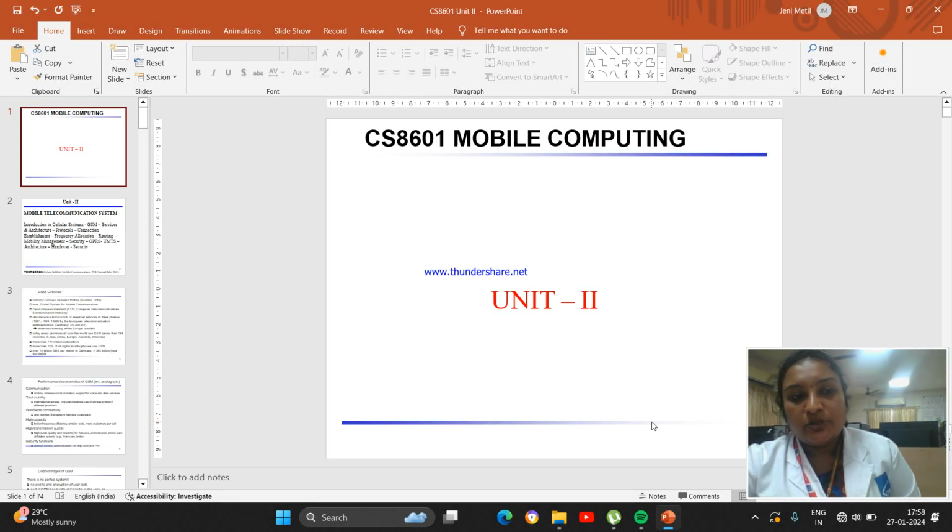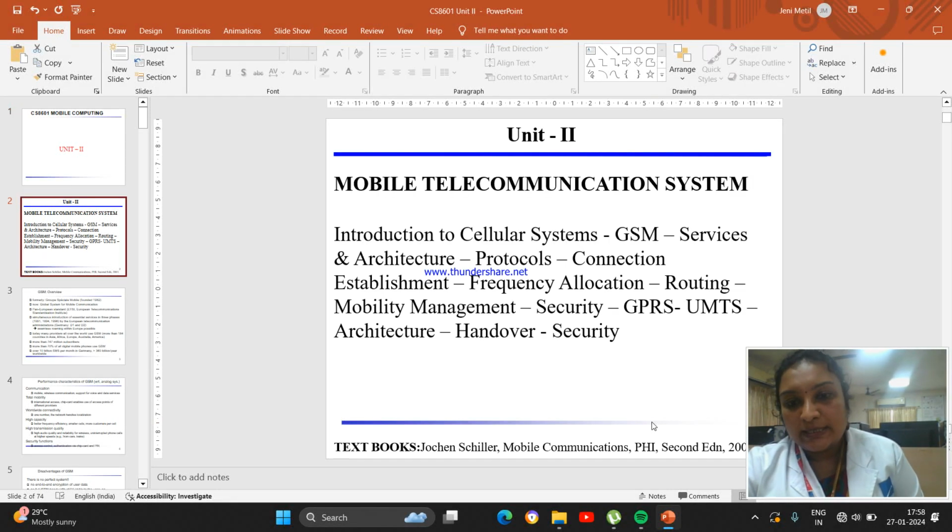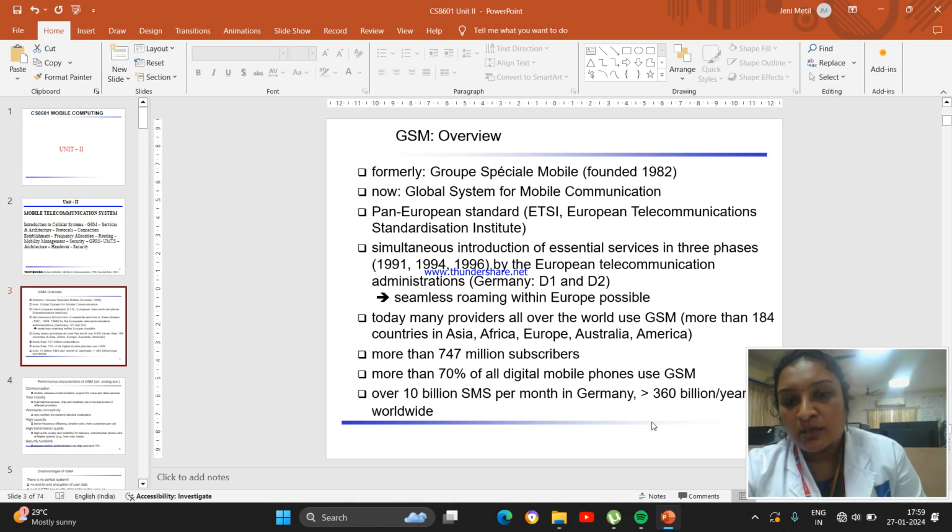Today we are going to see about Unit 2. Unit 2 is about the mobile telecommunication system. Here we have in contents an introduction to cellular systems, GSM services and architecture, protocols, connection establishment, frequency allocation, routing and mobility management, and security, GPRS, UMTS and architecture, and then handover and security of GPRS and UMTS. So today we are going to see about the GSM.